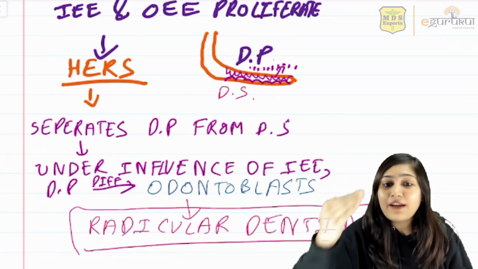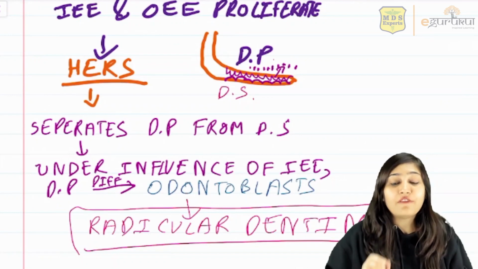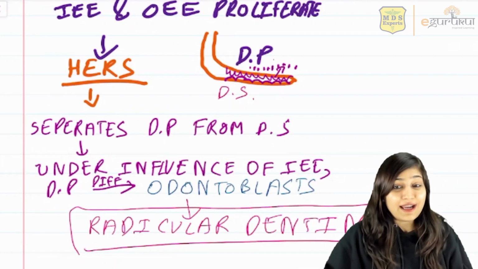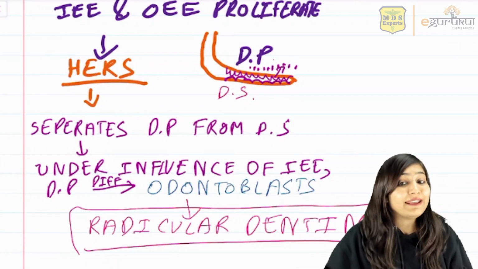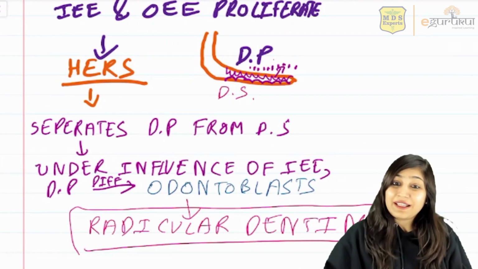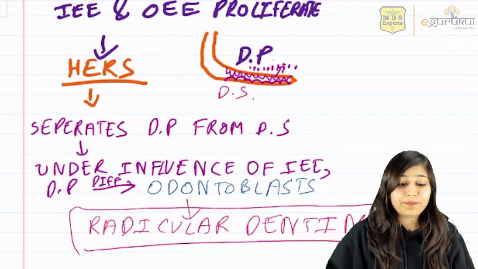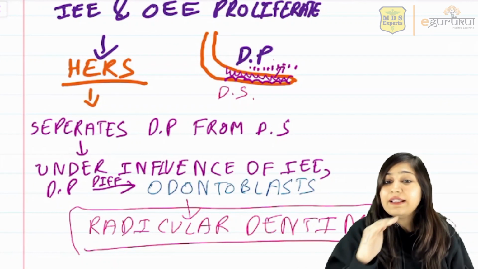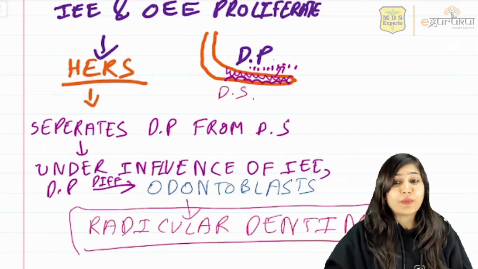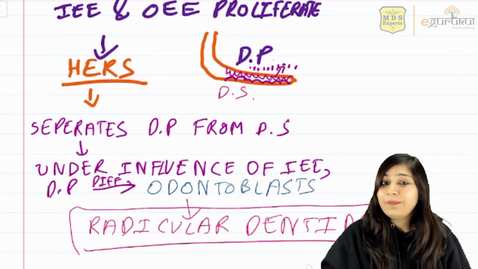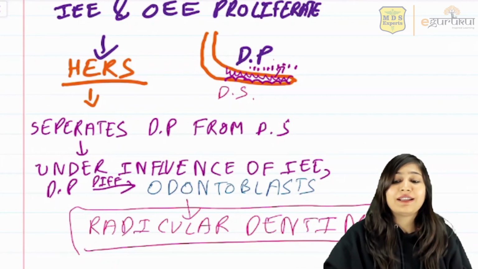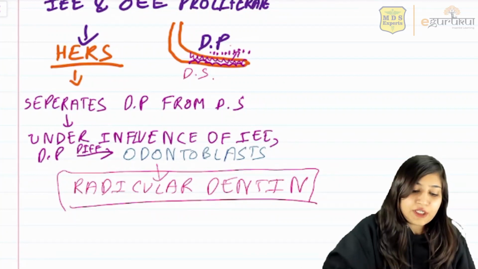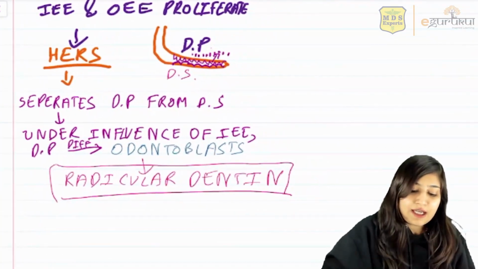It separates the dental papilla from the dental sac, and under the influence of inner enamel epithelial cells of HERS, formed by the proliferation of inner enamel epithelium and outer enamel epithelium from the cervical loop, right? So they influence the surrounding dental papilla cells to differentiate into odontoblast cells, and then they form radicular dentin. So in this way dentin formation is started.